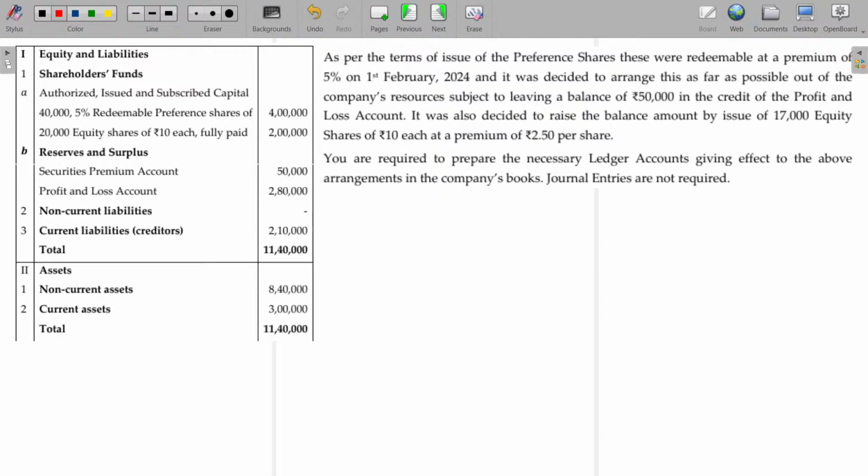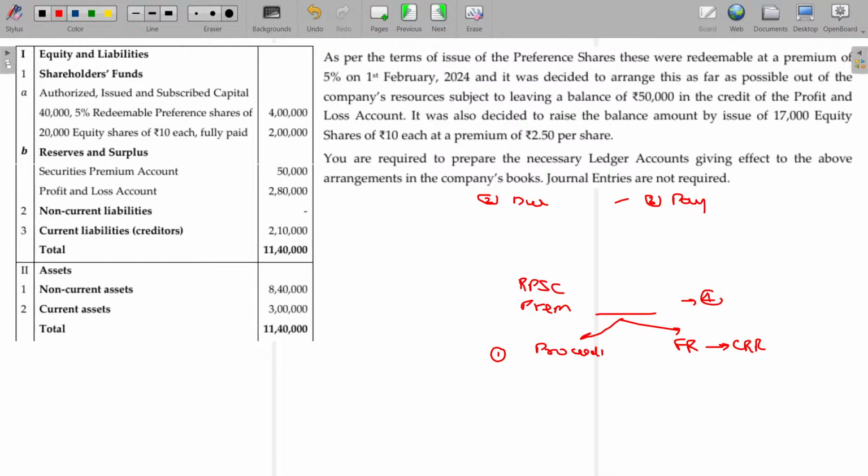What's the format here? Redeemable preference share capital, premium payable on it. One is proceeds, another one is free resource to CRR. Entry 1 proceeds, entry 2 due entry, entry 3 payment entry, entry 4 adjustment of this loss, entry 5 is this one.